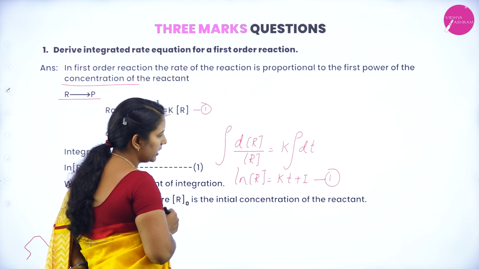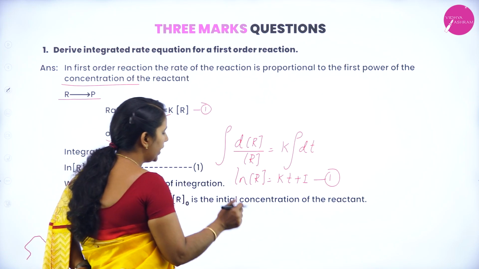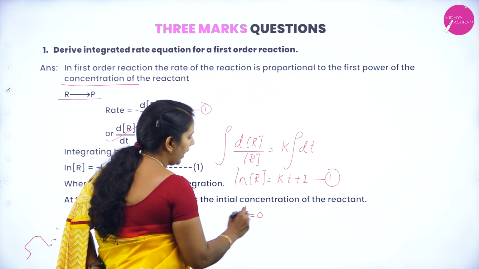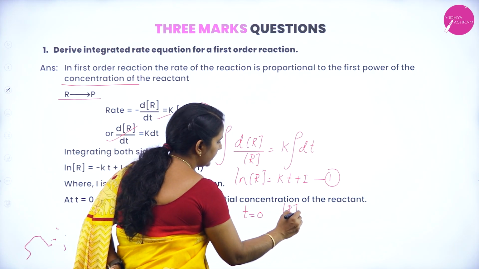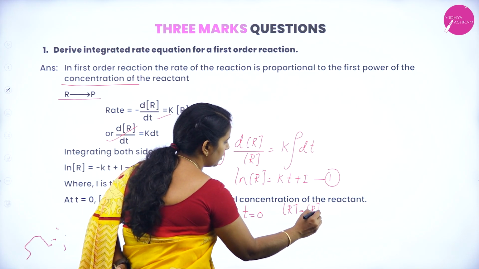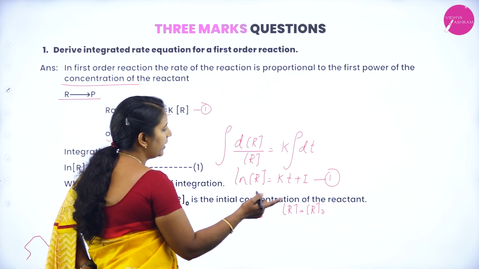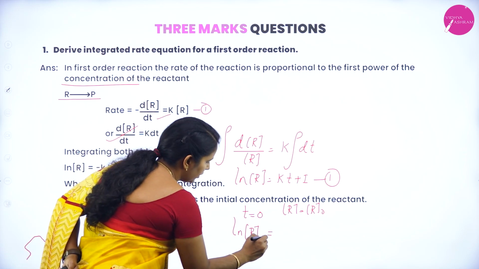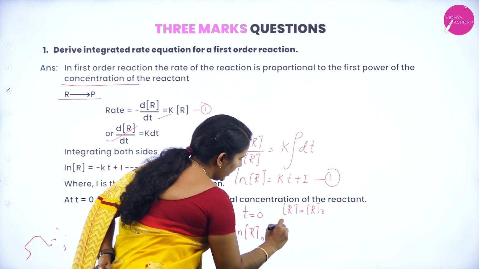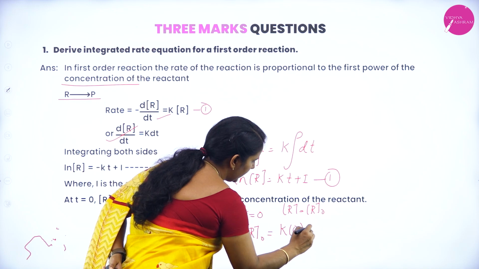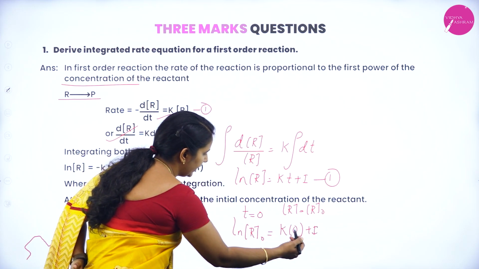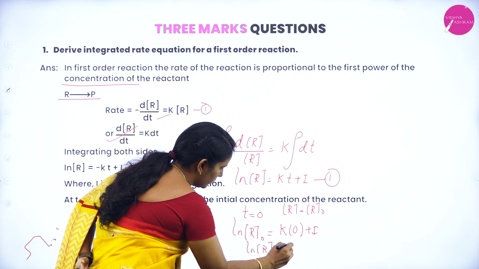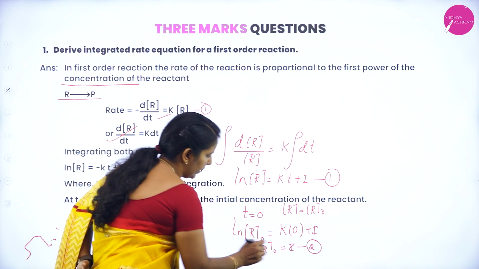Now, I will consider the condition that when time t is equal to 0, the concentration of the reactant is the initial concentration of the reactant. What will happen to equation 1? ln [R]0 is equal to k into 0 plus I. k into 0 means 0 only. So ln [R]0 is equal to I. This is my second equation.